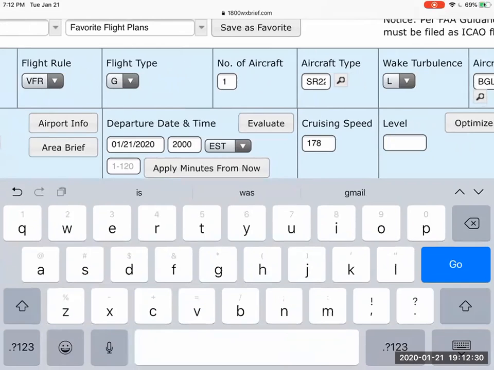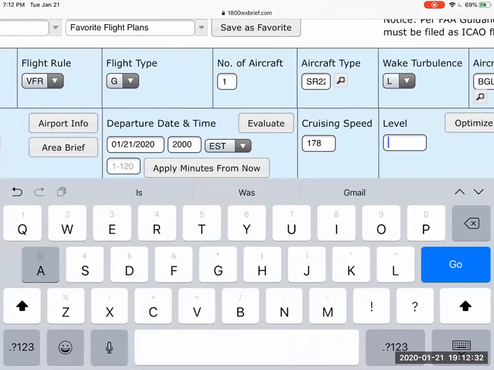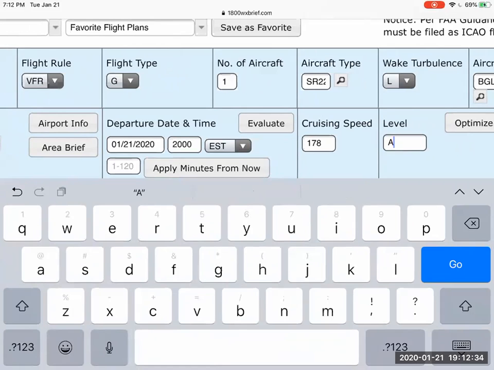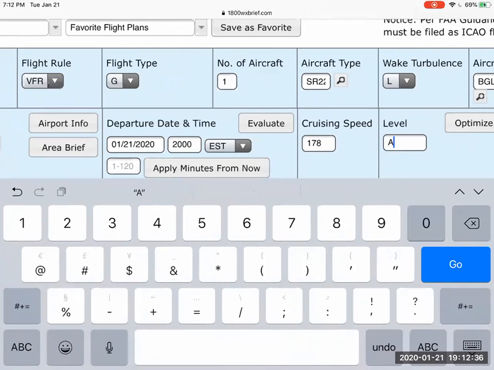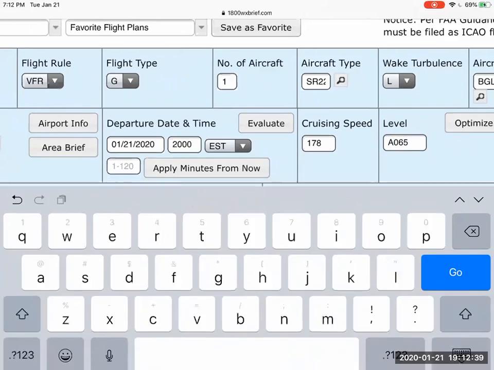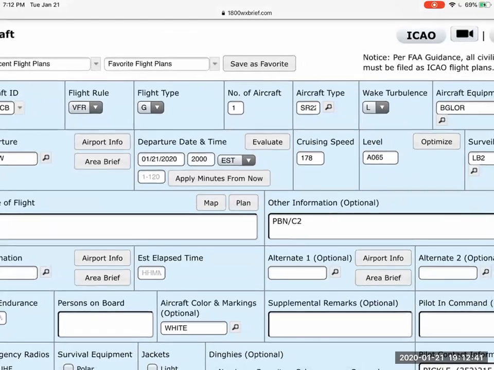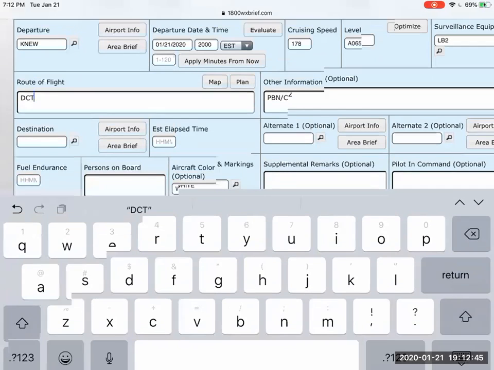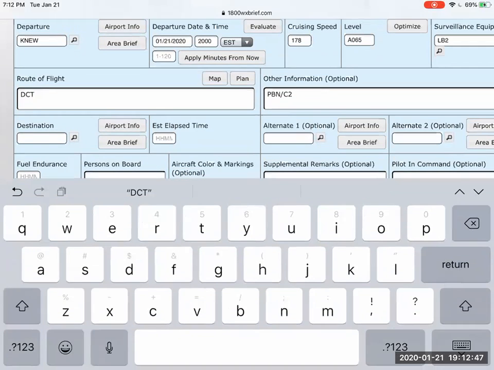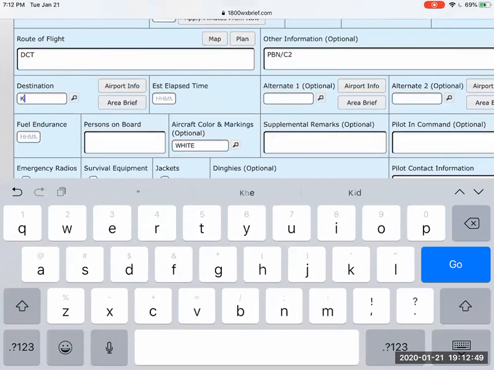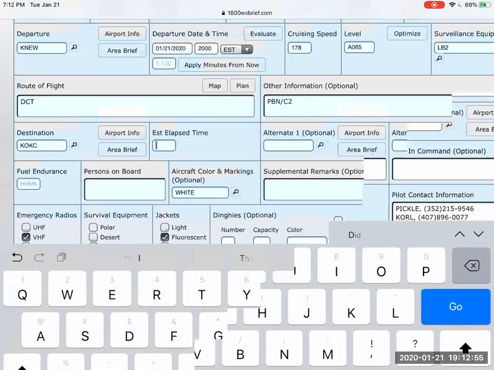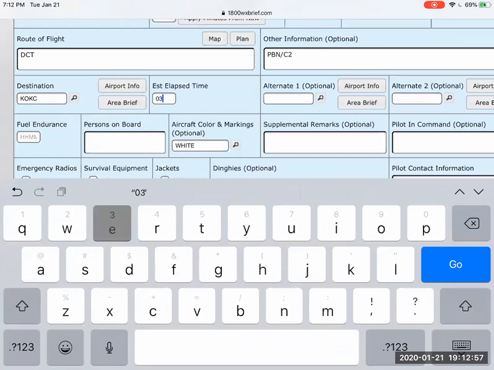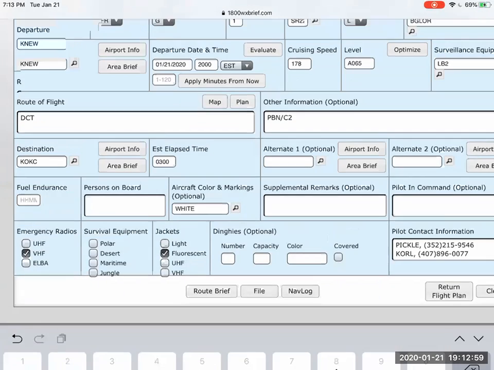And because of this ICAO reference, we're going to put in an A, and then again our proposed, or at least expected for now, altitude would be 6,500 feet. We're going to simplify things for the route of flight again by just leaving it as direct, and our destination again is KOKC. Elapsed time, just to make it nice and round, we'll put 3 hours.